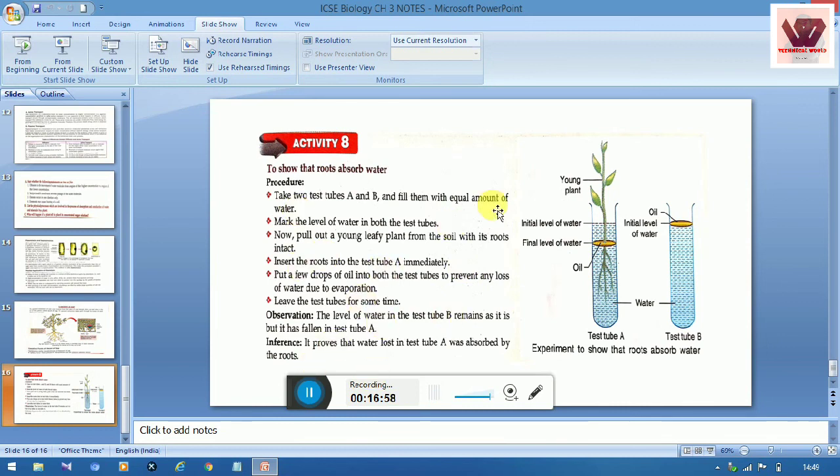So students, please read this chapter thoroughly. This is an important chapter in ICSE.